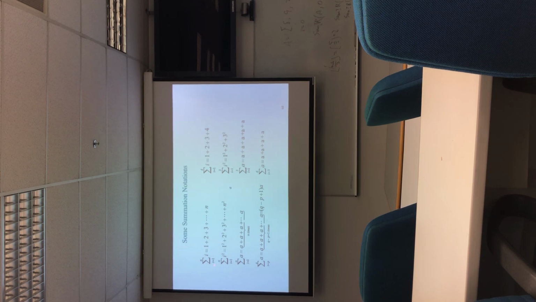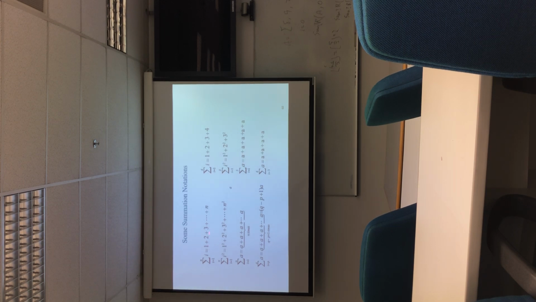So when i equals 1, the first term is i, which is 1. For the second term, i is 2, so you just substitute i equal to 2 into here and you get 2. So all this adds up to 2, 3. The last term is the highest index that is written here, n. So for the last term, you substitute i with n and you get n. So this notation means 1 plus 2 plus 3 until n.